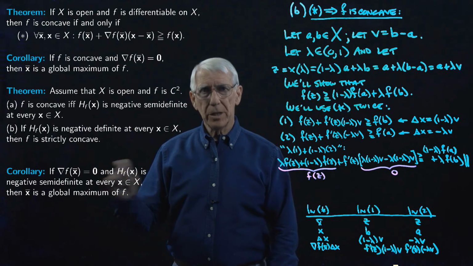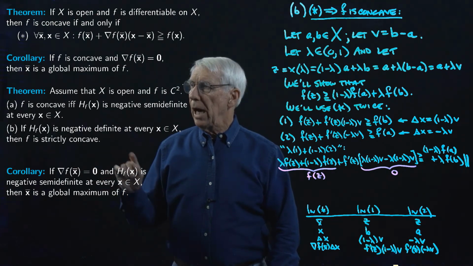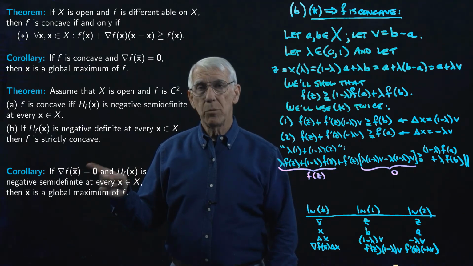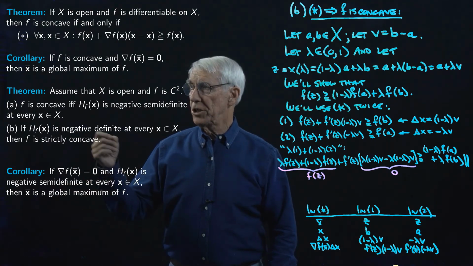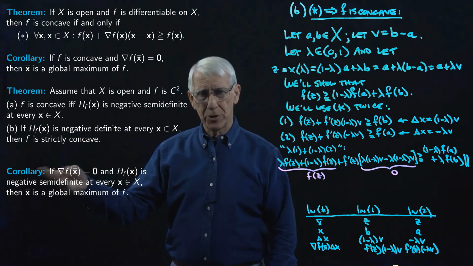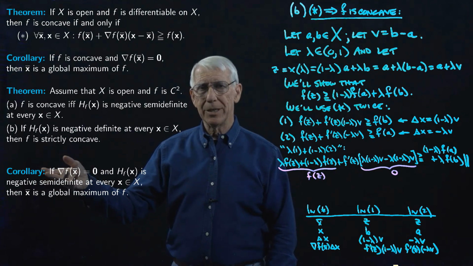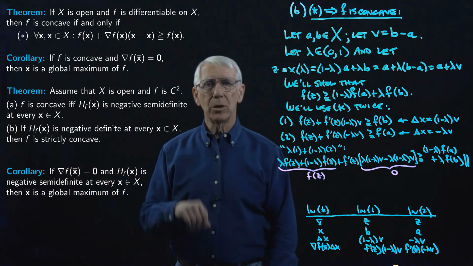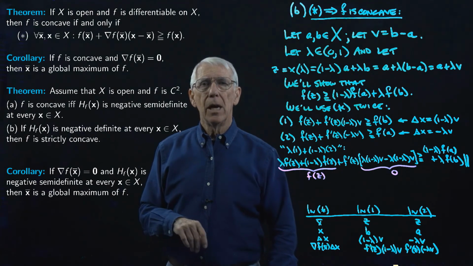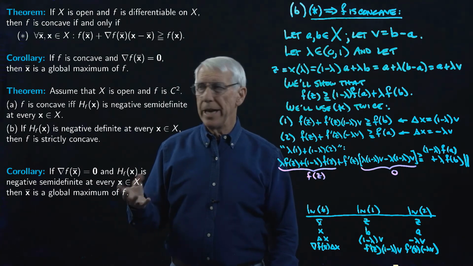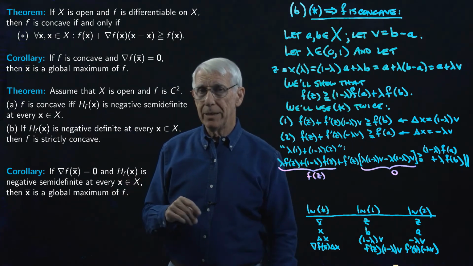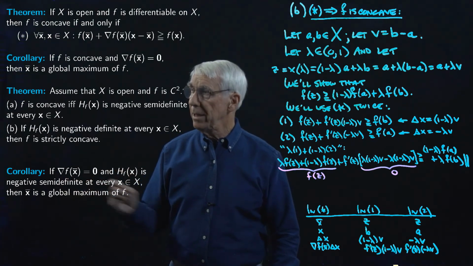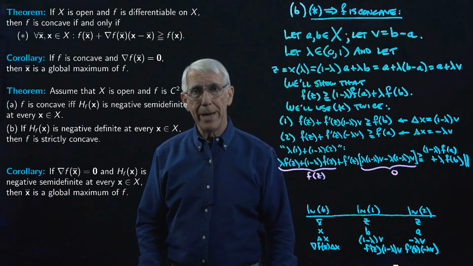So this gives us a set of sufficient conditions to check to guarantee that a point x bar is a global maximum. We just check the first order conditions, making sure the gradient is the zero vector, and check the second order conditions, making sure that the matrix of second partials is negative. All we need is semi-definite. If it's definite, all the better. All we need is negative semi-definite on the whole domain. Then our point x bar is a global maximum.